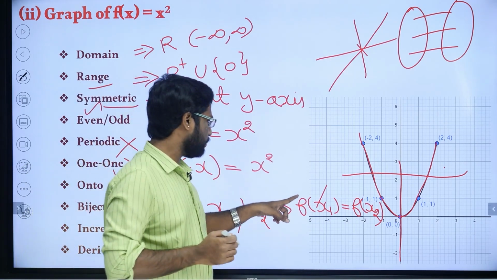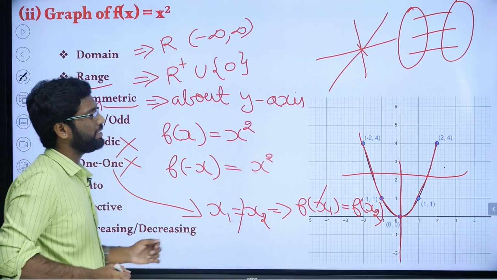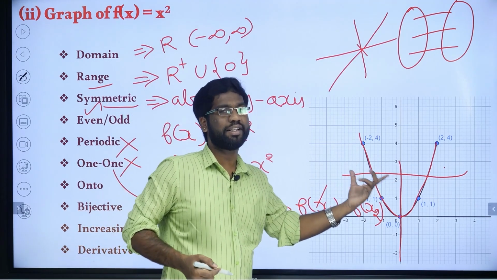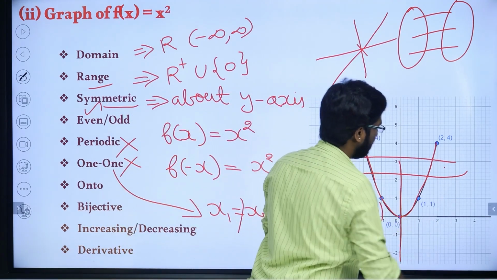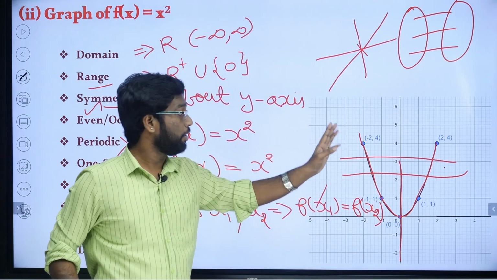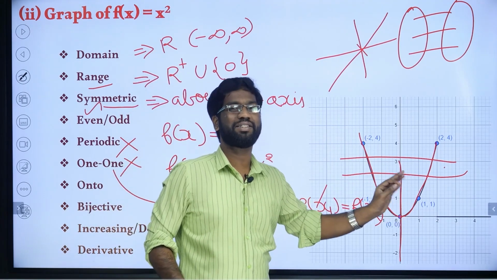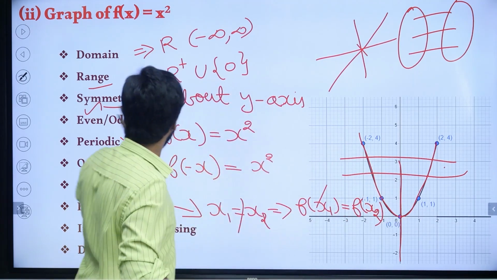Okay, so I hope you understood it, my dear students. That's how they have derived this generalized term. If you draw any line and it cuts at 2 points or more than one, that also means it is not a one-to-one function, my dear students.